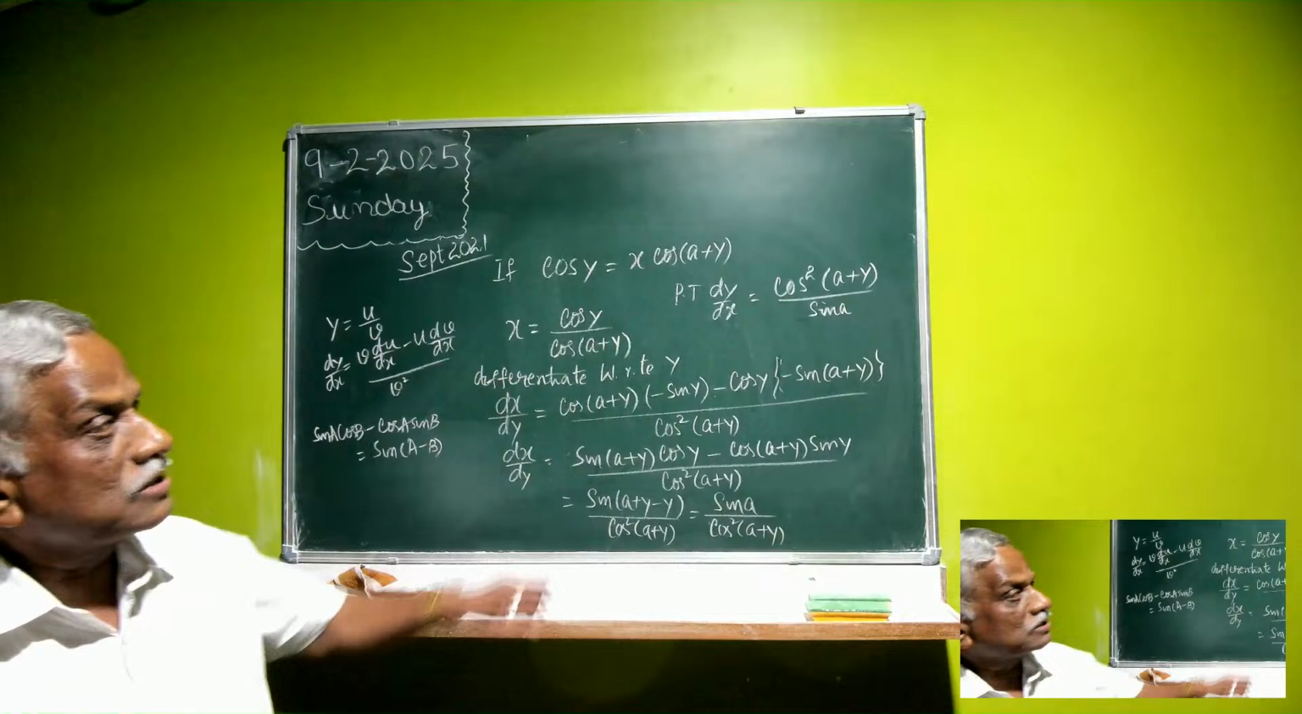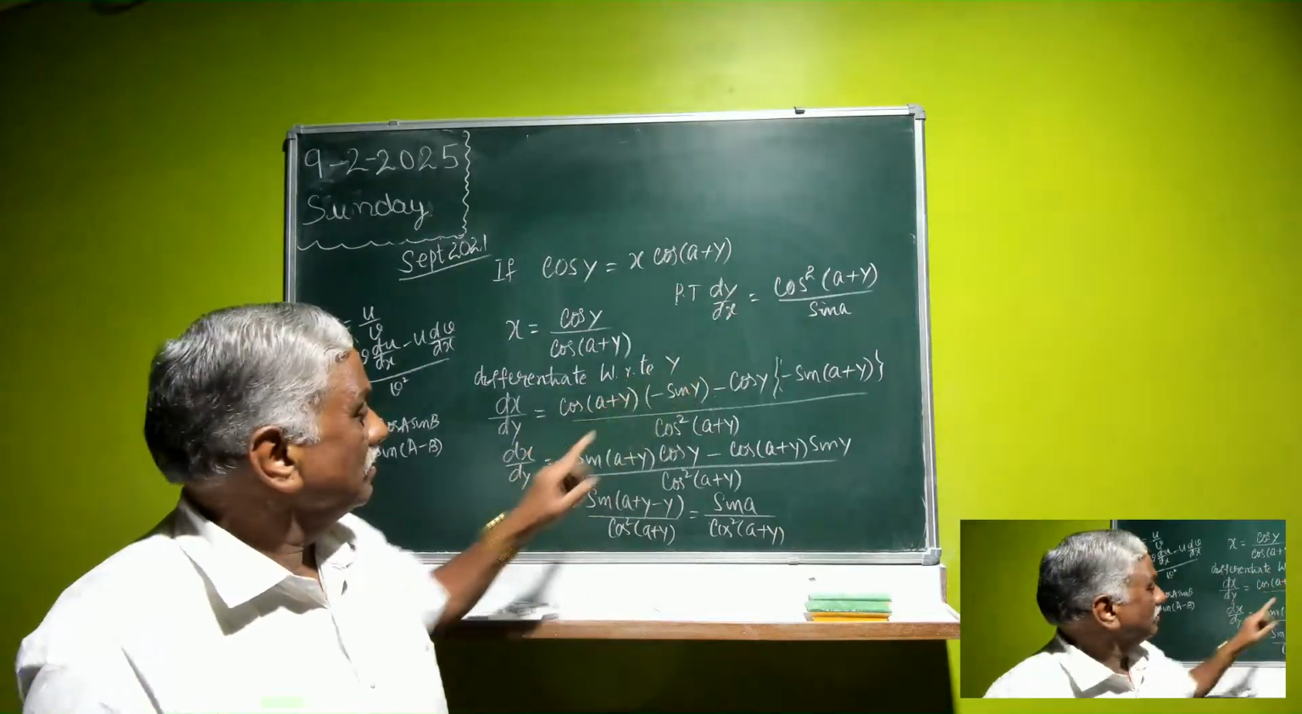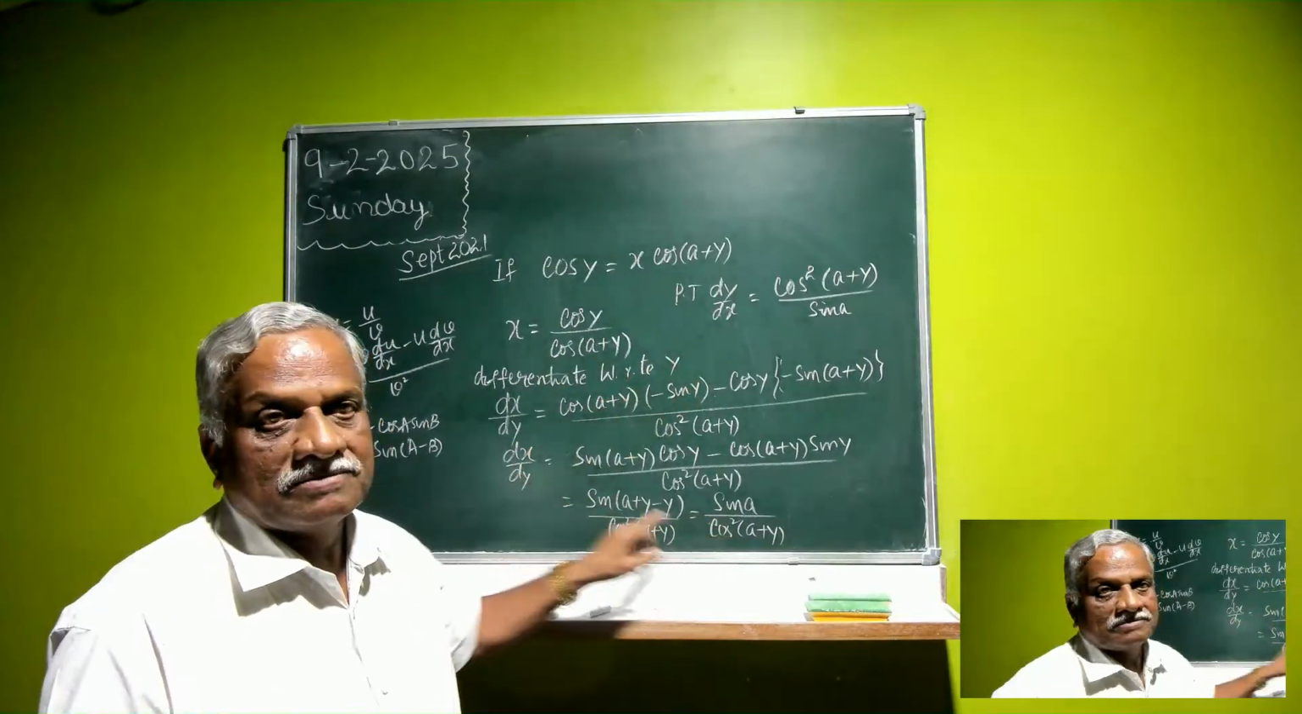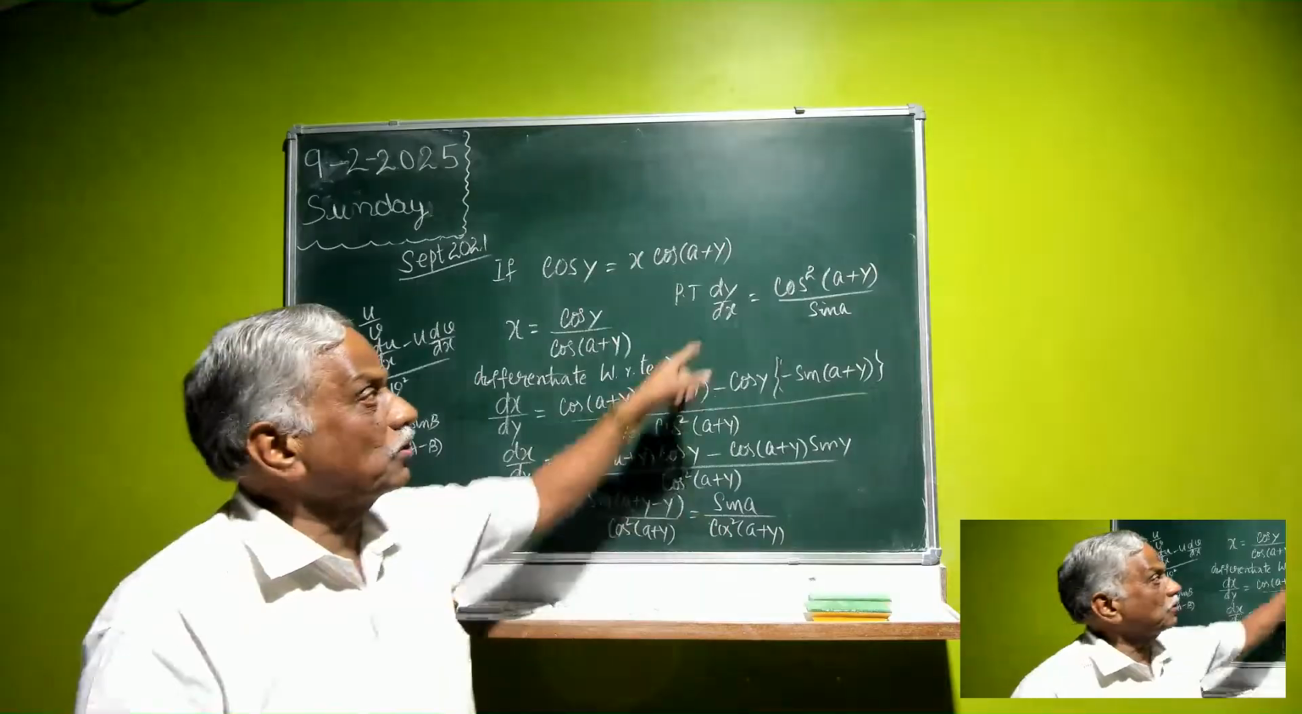But what is the answer they expect? dy by dx. What is that we have got? We have got dx by dy. Take the reciprocal, you get the solution.